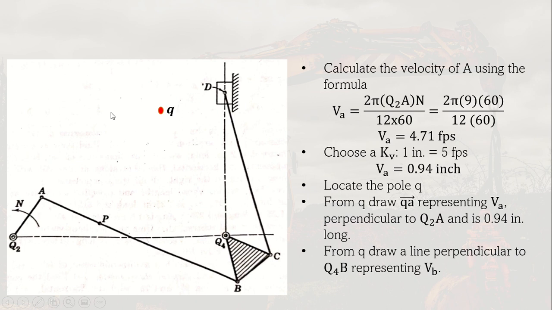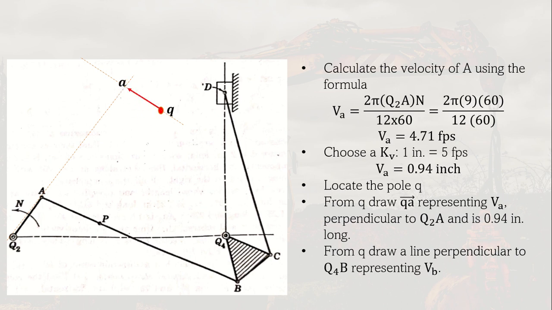It can be anywhere as long as it's convenient to measure and to draw the lines. So we just draw it closer to the different links. So the Q is located here. You can locate it anywhere you want in the paper. So you locate the pole Q, and then from Q, draw a line QA representing the velocity of A. Since this is the line connecting Q to A, we will draw QA perpendicular to that line.